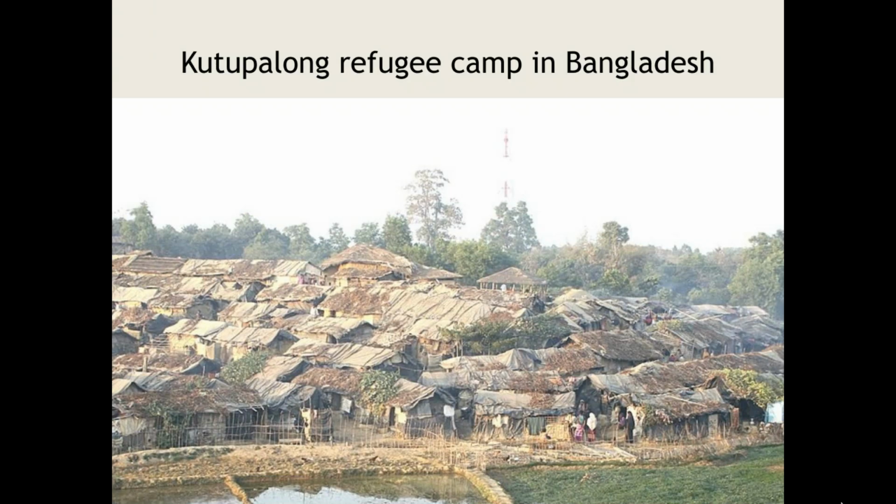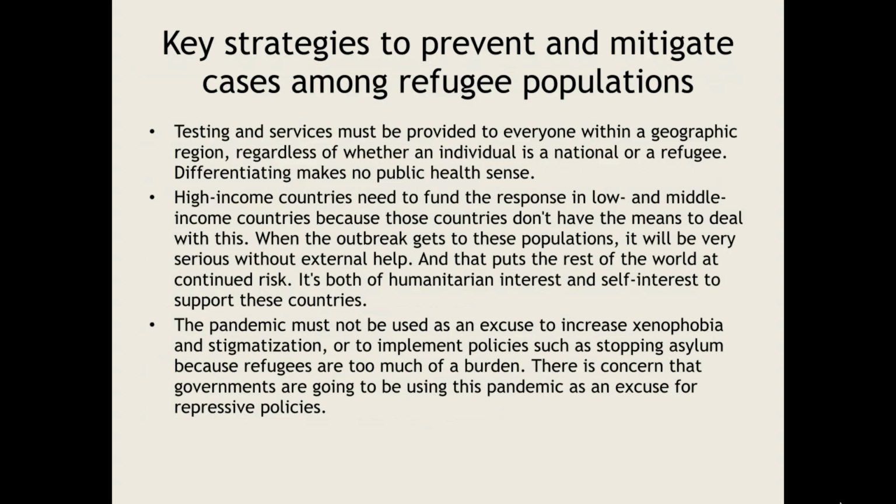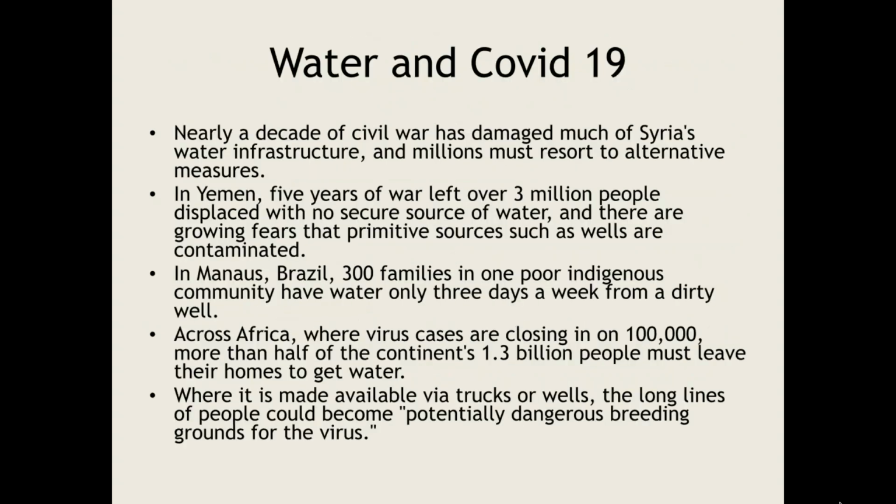There's a refugee camp in Bangladesh. There have already been COVID-19 outbreaks within these populations. They're trying to do what they can with it. I'm going to skip this because I want to get to what Richard says. There are key strategies to prevent and mitigate cases among refugee populations, which they're trying to use.